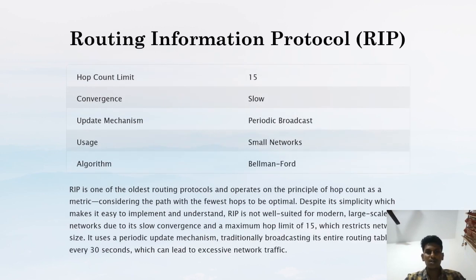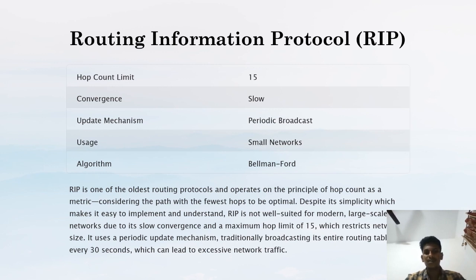Routing Information Protocol (RIP). Hop count limit is 15. Convergence is slow. Update mechanism is periodic broadcast. Usage is small networks. The algorithm is Bellman-Ford. RIP is one of the oldest running protocols and operates on the principle of hop count as a metric, considering the path with the fewest hops to be optimal.